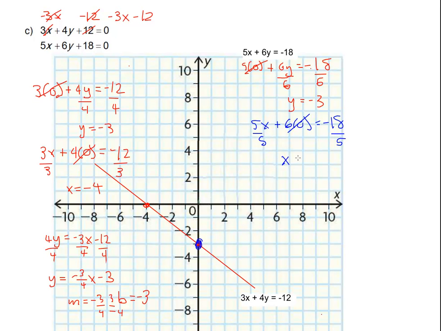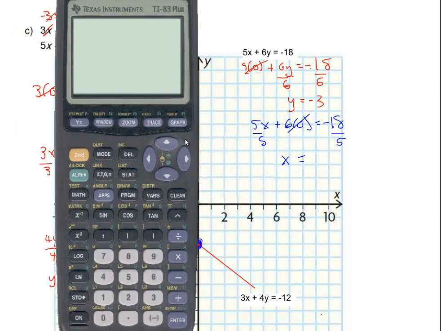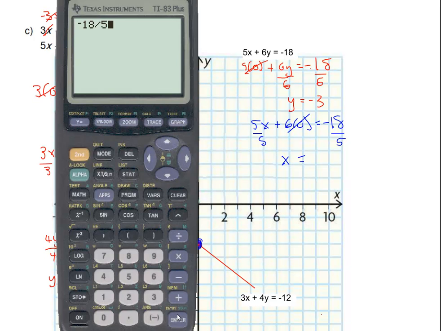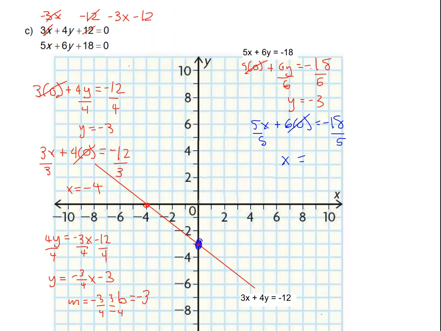And so now this is the problem with the graphical method. 18 doesn't divide, or negative 18 doesn't divide evenly by 5, so automatically we're getting into a little bit of difficulty graphing it. So 18 divided by 5, just to show what that looks like. Bring our graphing calculator over here. So negative 18 divided by 5 is negative 3.6. So the x-intercept is negative 3.6. So that's around here.